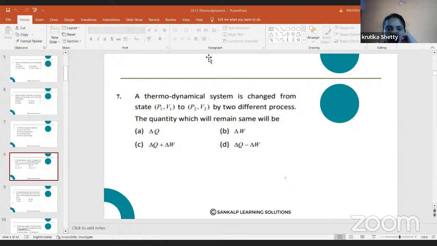It is D or C, Lohit. Some are saying D, some are saying C. Yes, option C is correct.